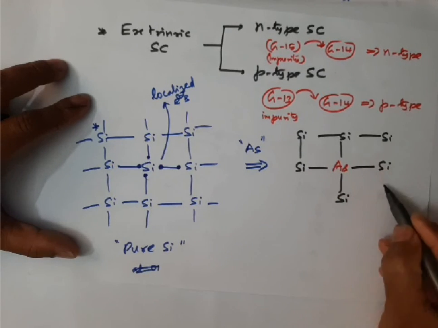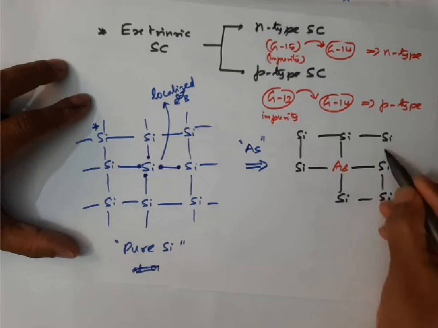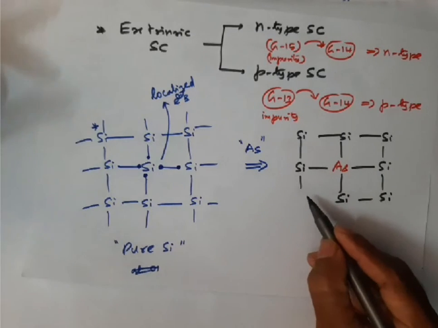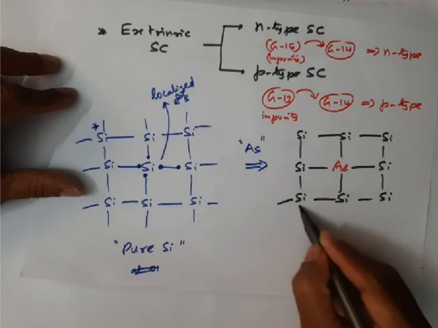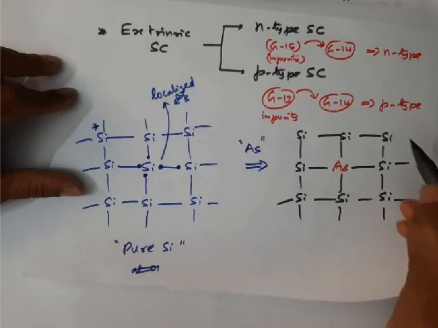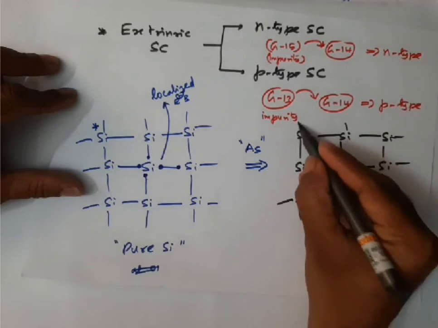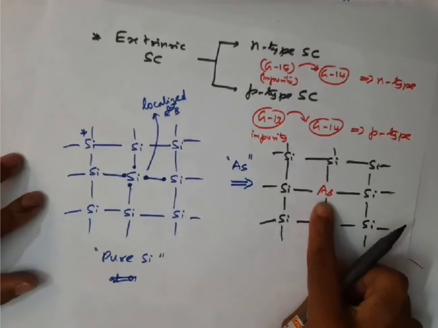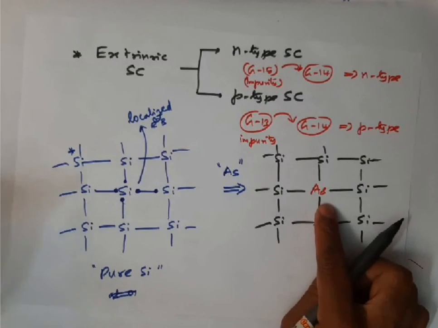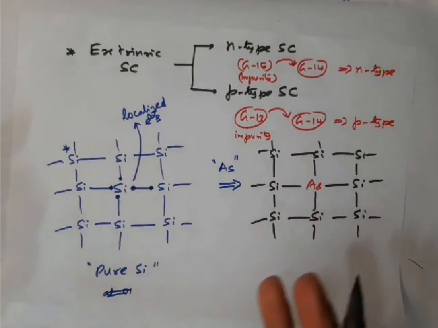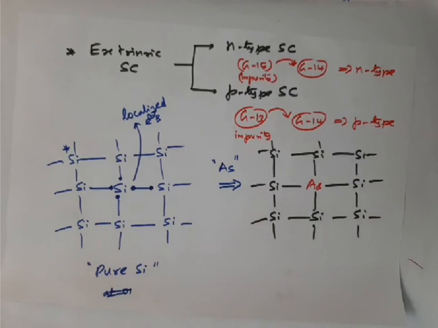See, silicon is the host crystal. Only a few silicon atoms are replaced by arsenic atoms. Just for understanding purposes, I have shown only one arsenic here, but keep in mind you will have some number of arsenic atoms. But the number of arsenic atoms is very small compared to the number of silicon atoms, because silicon is the host crystal here.